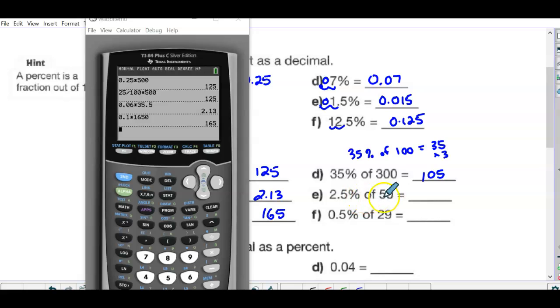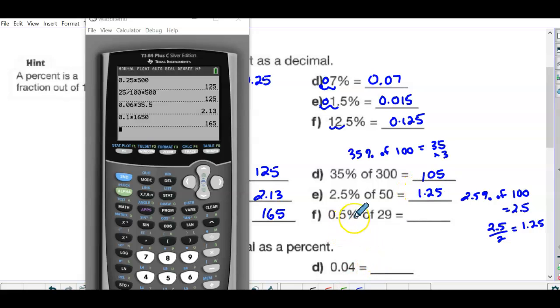2.5% of 50, so a little trick for this without a calculator. If you think about 2.5% of 100 would be 2.5. Well, 50 is half of 100. So 2.5 divided by 2 is 1.25.